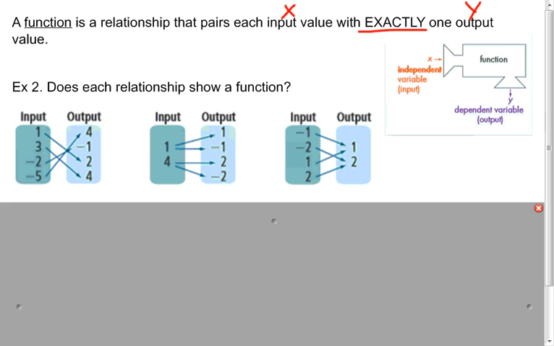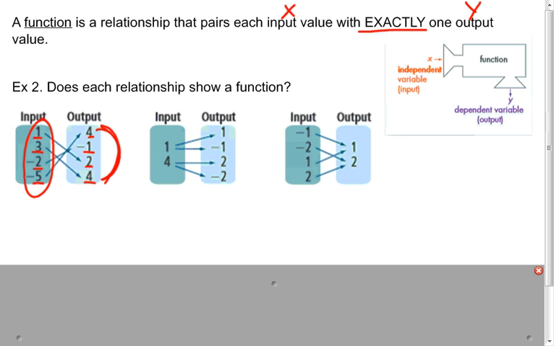Okay? So, this input of 1 has an arrow that goes to 2. Okay? That number 1 doesn't go anywhere else. It just goes to 2. The 3 only goes to a 4. The 2 goes to -1. The 5 goes up to a 4. Okay? Now, I have a 4 that shows up in both of these places. That doesn't matter. Okay? The thing that matters is there's only one arrow coming from each one of those numbers. Okay? So this one would be, yes, it is a function.